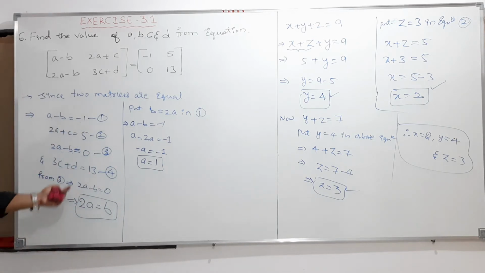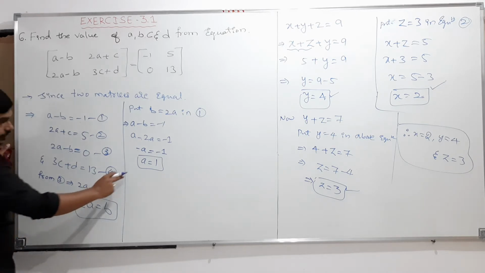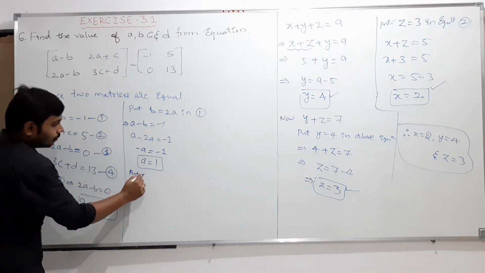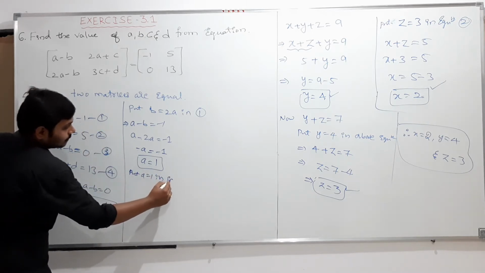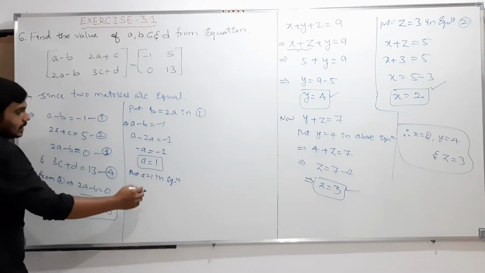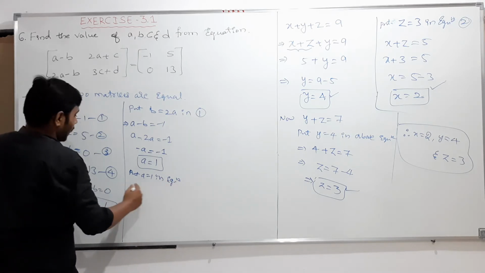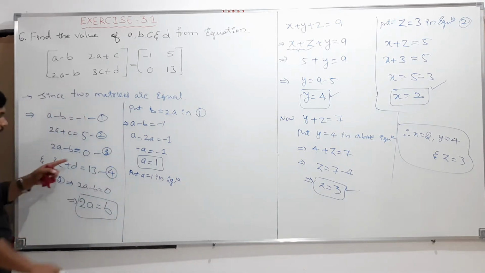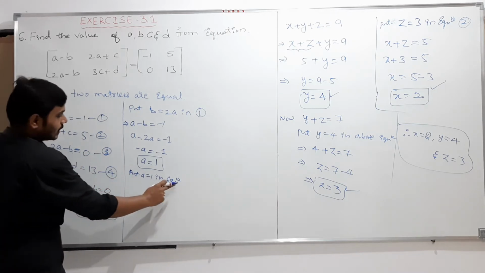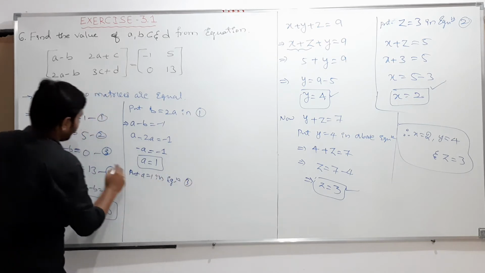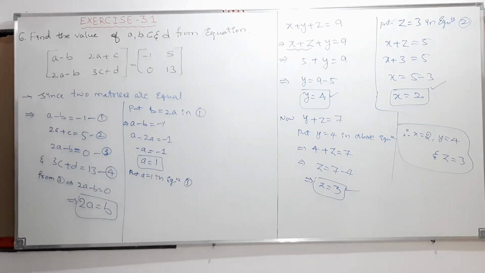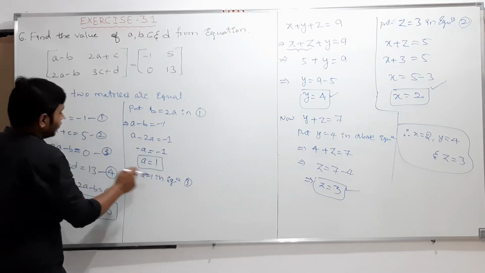Next, by knowing the a value, you can calculate the b value also. Now put a equals 1 in equation 1. You can put it in equation 1 or in equation 3 also, but you may get confused. So therefore put a equals 1 in equation 3.